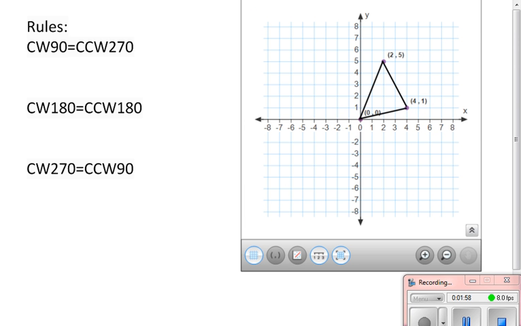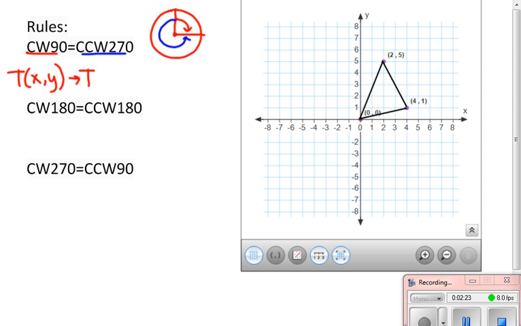Now, each rotation has a rule. And if you think about going clockwise 90 degrees or going counterclockwise 270, those are the exact same rules. So we're going to write them together. So our rule is going to be: take your pre-image and your image will become (y, negative x). So you're going to flip-flop their position and do the opposite sign on the x.